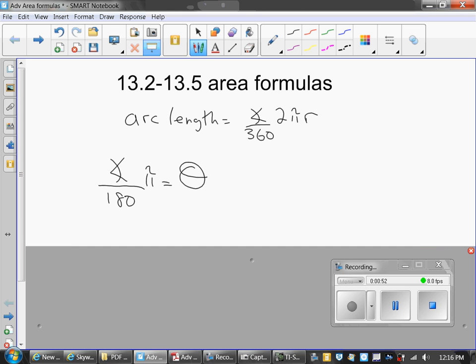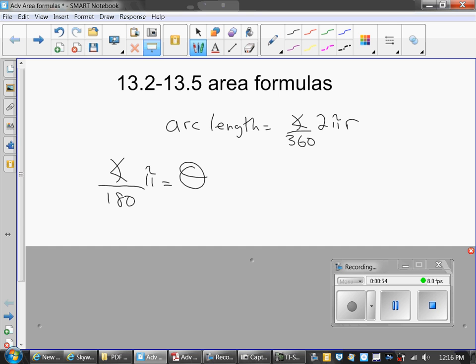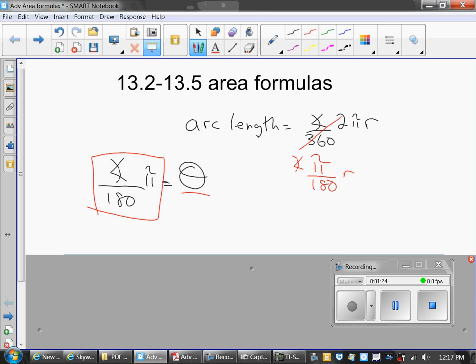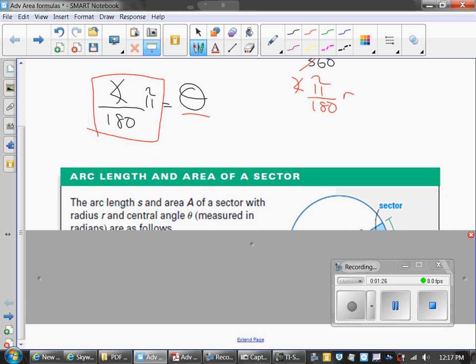Yes. So let's look at this generic formula here for arc length, which we've seen back in geometry, and let's see if by chance we can make it look like that. How many times does 2 go into 360? A lot of times, yes. So that becomes pi over 180 times the angle times r, right? Isn't that the same thing as saying theta times r? So there's your formula. Area of a sector, or excuse me, arc length.